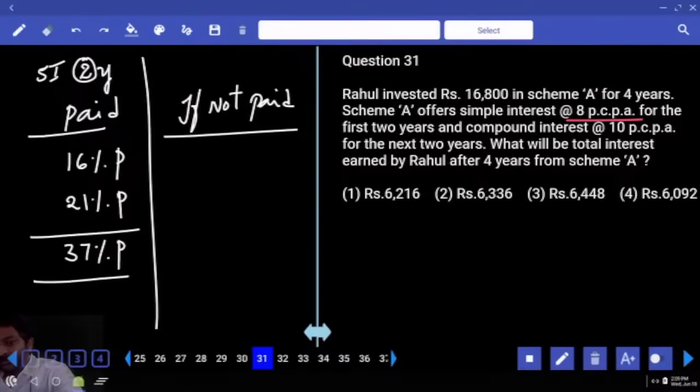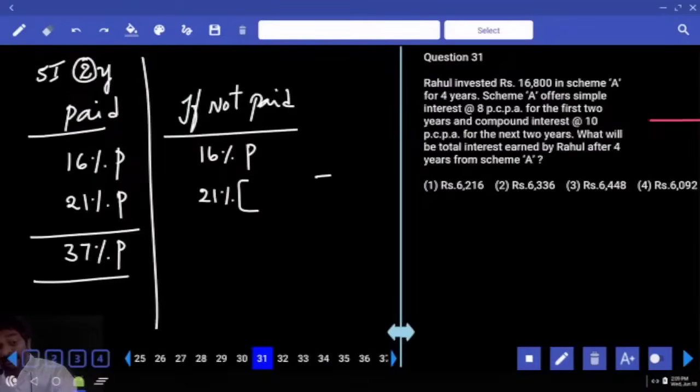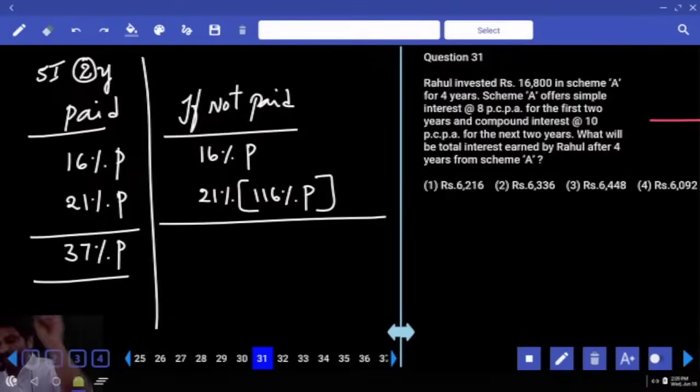If it is not paid, for the first 2 years, 16% calculated on principal, that is not paid. So for the third and fourth year, at the rate of 10% per annum, compound interest for 2 years is now 21% should be calculated on principal and the first 2 years interest also, which is 116% of principal. Got it? Right. So two cases will be there.